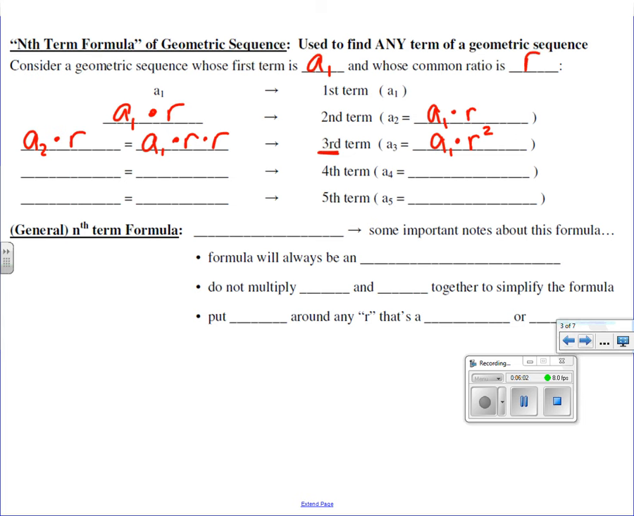How can I get the fourth term? I could do A3 times R. That's one way to get it. Or I could take the first term and times it by what? R times R times R. How do you write that shorter? R cubed. A1 times R cubed. And the last little experiment, for the fifth term, how could you get that? A4 times R. Or you could do what?